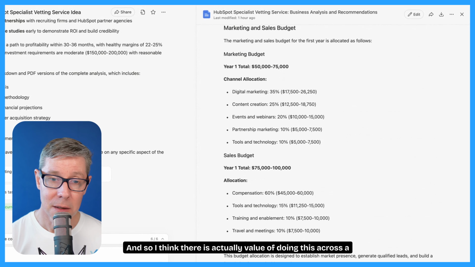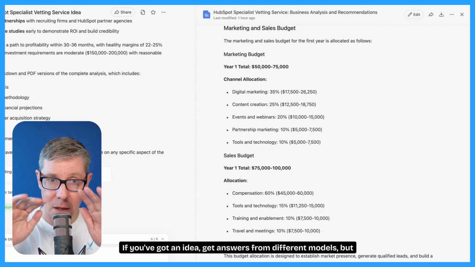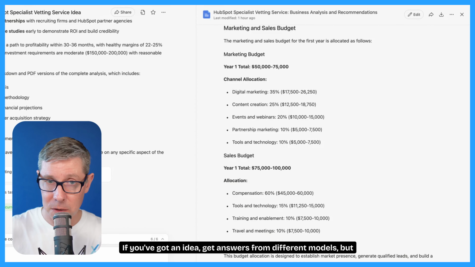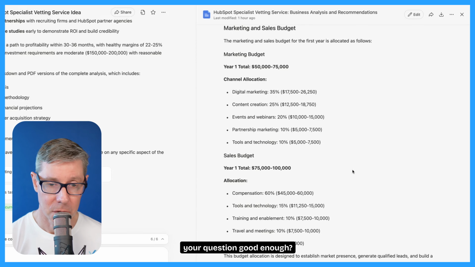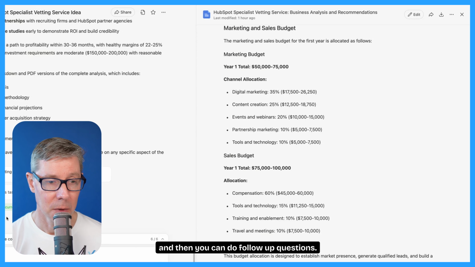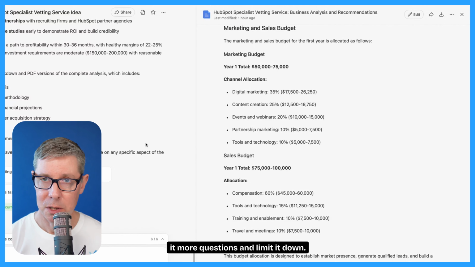And so I think there is actually value in doing this across a whole bunch of models. If you've got an idea, get answers from different models, but pull them back in and make sure you're thinking through, was your question good enough? And then you can do follow-up questions. That's the simple version. And normally with Manus, I'd go on and ask it more questions and narrow it down.